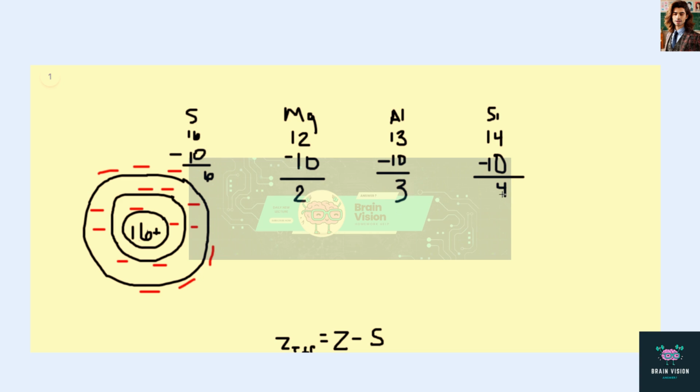So the effective nuclear charge of sulfur is greater than the effective nuclear charge of magnesium, aluminum, and silicon. Because we're adding electrons to the outside, in the same energy level, the number of core electrons inside does not change. Therefore, if we're arranging them in order of decreasing effective nuclear charge, we'll have sulfur, silicon, aluminum, and then magnesium.